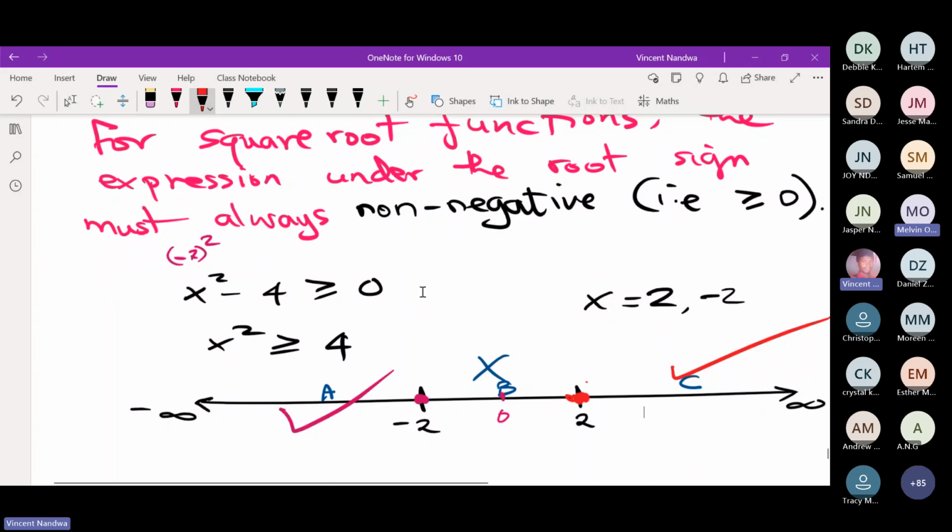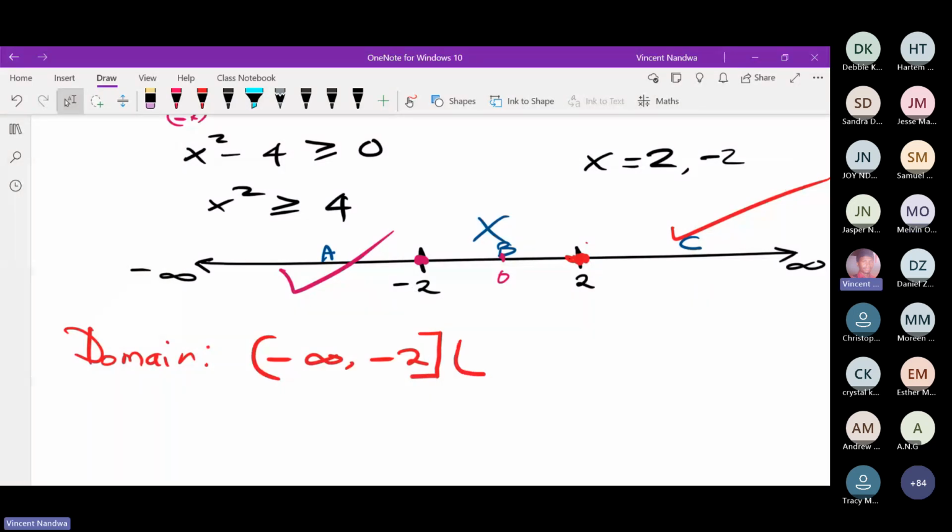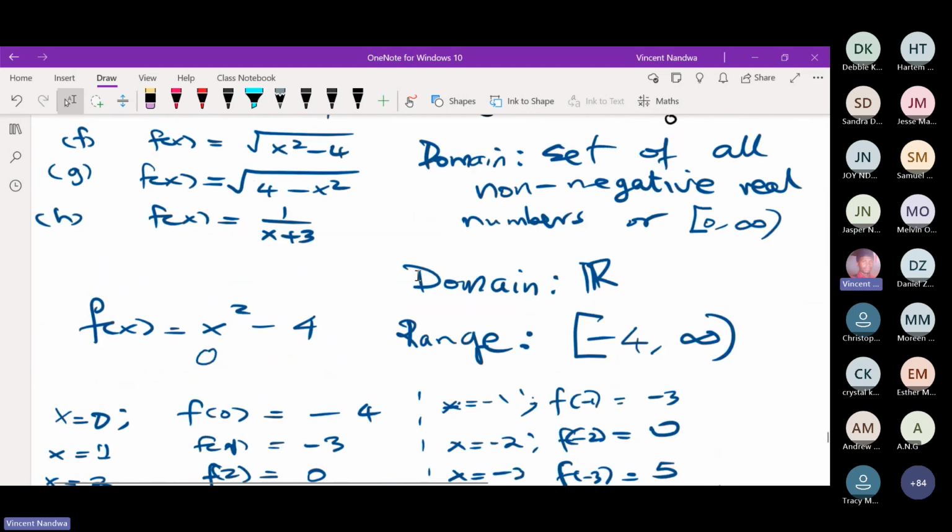So therefore you say the domain will be the interval from minus infinity to -2. And I use a square bracket because that -2 is part of the domain. Joined to, which means union, 2 to infinity. So that's how we define the domain of the function square root of x squared minus 4.